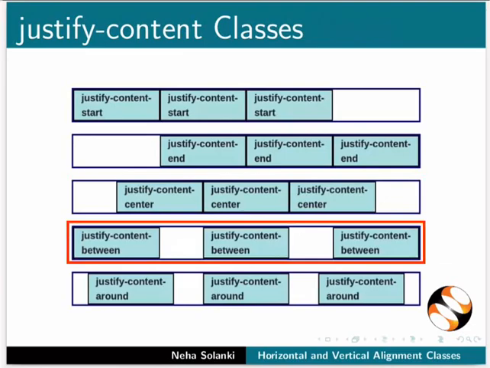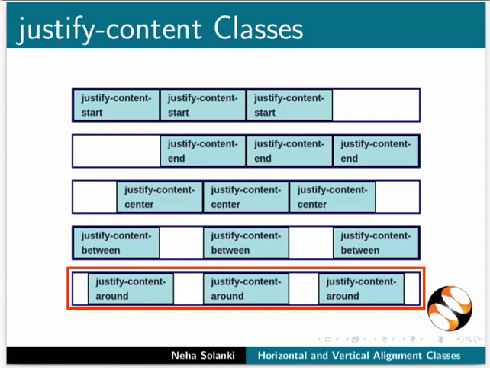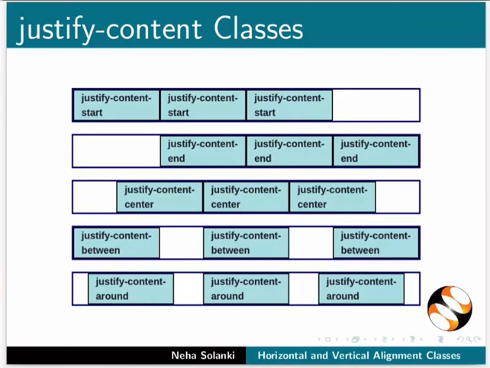Next class is .justify-content-between class. Here, the extra space is equally divided in between all the columns of the row. And in .justify-content-around class, every column has equal left and right space around them. Let's use one of these classes in our layout.